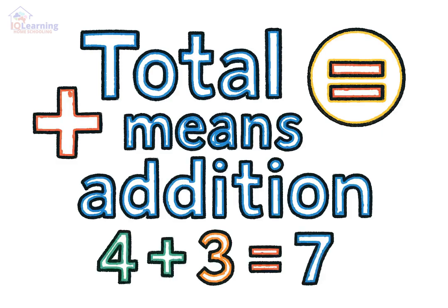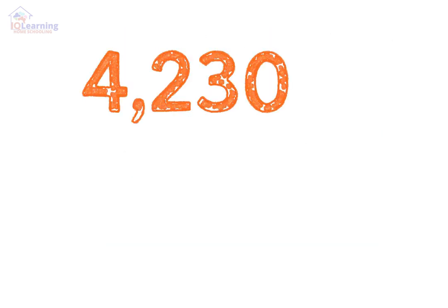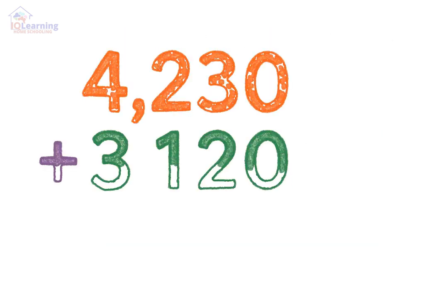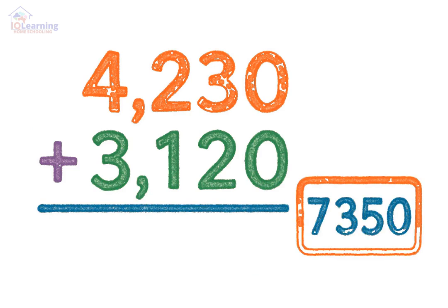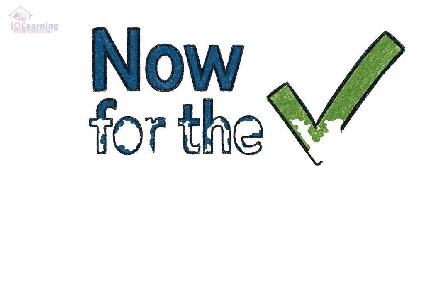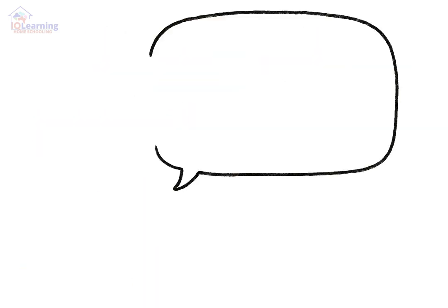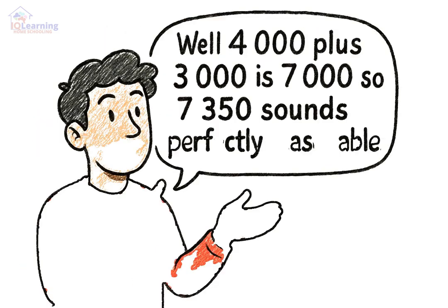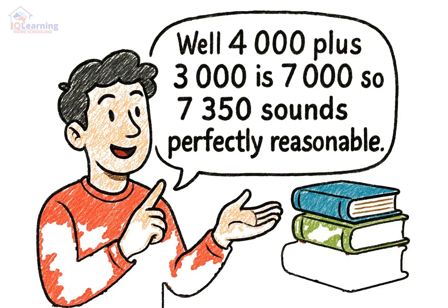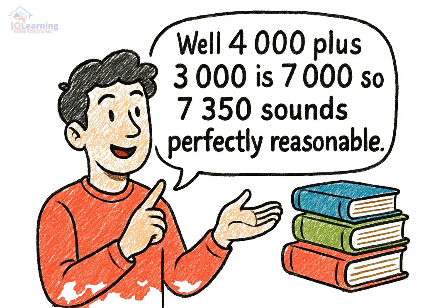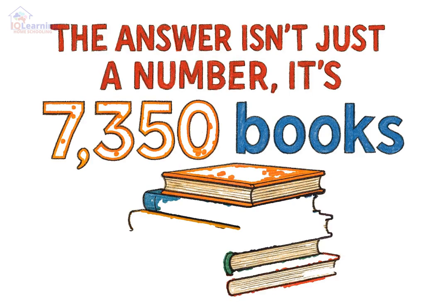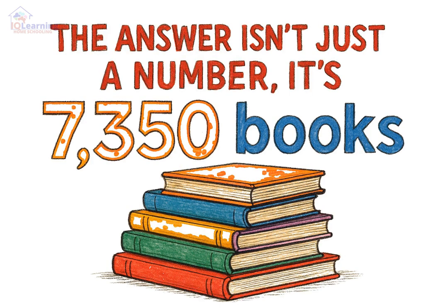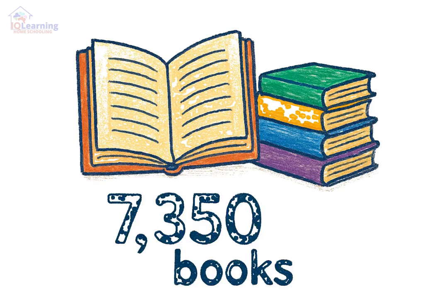Total means addition, so we add 4,230 plus 3,120 equals 7,350. Now for the check. Is it reasonable? Well, 4,000 plus 3,000 is 7,000, so 7,350 sounds perfectly reasonable. The answer isn't just a number, it's 7,350 books. Always include your units.